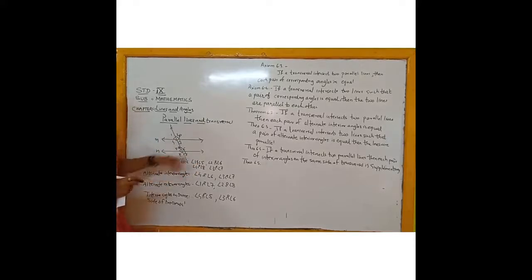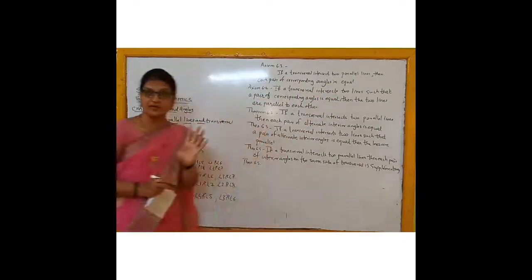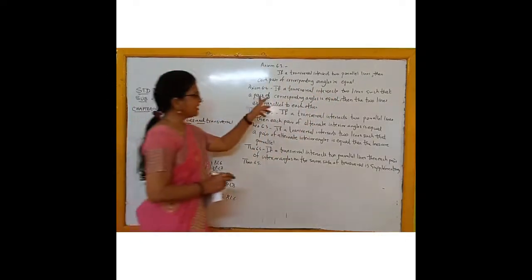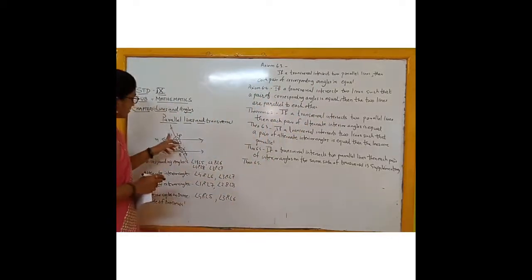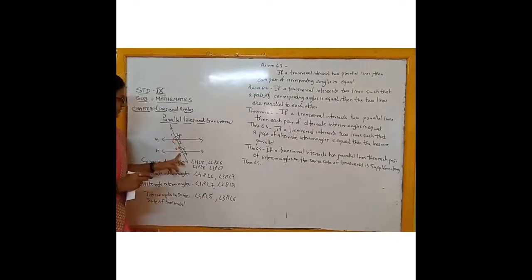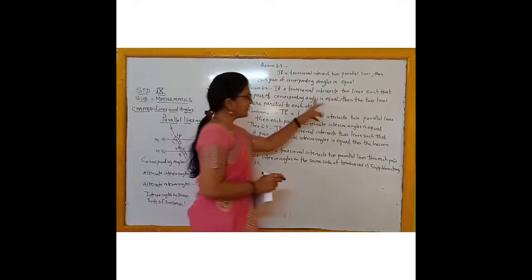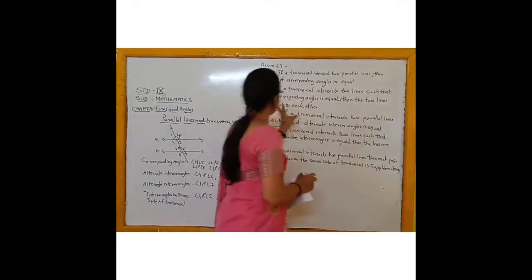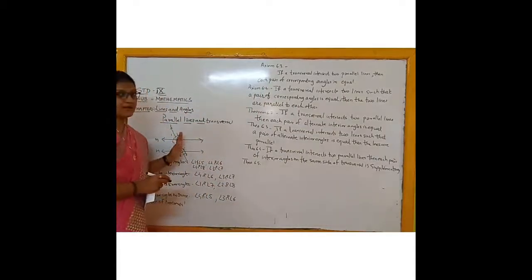Now next is, if the transversal intersects two lines, only two lines and a transversal are given. And what is the next part? Pairs of corresponding angles are equal. It is given that angle 1 is equal to angle 5, angle 4 is equal to angle 8, angle 2 is equal to angle 6, and angle 3 is equal to angle 7. So what can you interpret from that? Then the two lines are parallel to each other. If the corresponding angles are equal, then the lines are parallel.